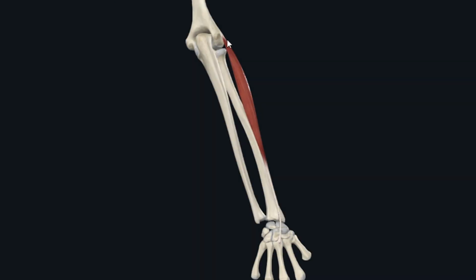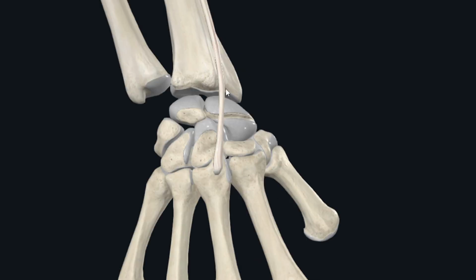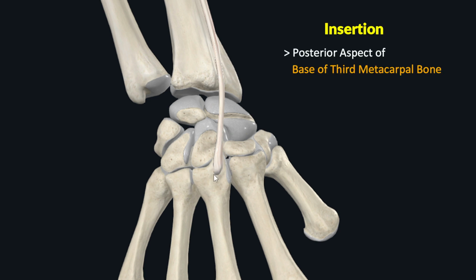And then after origin, this muscle runs down over the lateral aspect of forearm, and at the distal forearm, this muscle forms this tendon, and this tendon then crosses the wrist joint to enter the hand. And in the hand, this tendon of extensor carpi radialis brevis inserts onto the posterior aspect of base of third metacarpal bone, as you can see.